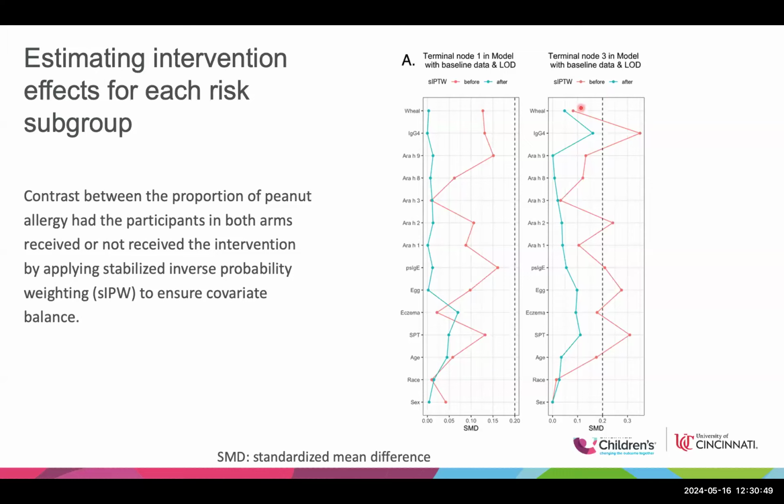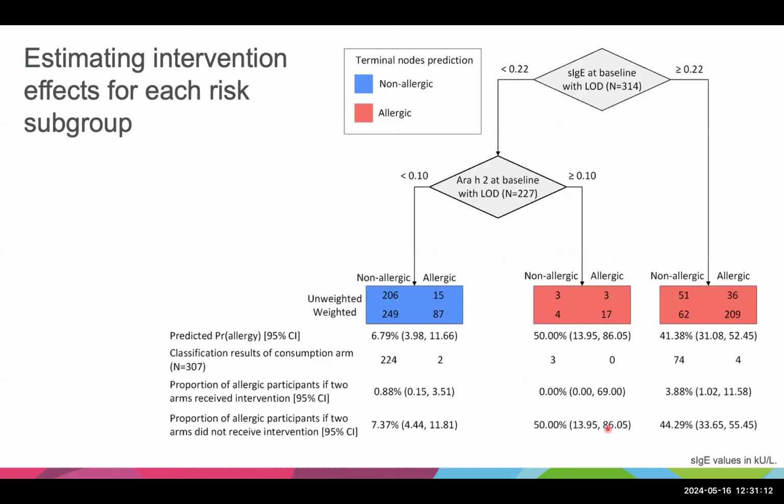You can see in red the standardized mean difference before the stabilized inverse probability weighting was applied. You could see there's some imbalance between the infants that were categorized into that risk subgroup out of the avoidance arm and out of the intervention arm. But after we applied the weighting, they were all below 0.2, which we used as a threshold to consider that they were balanced. Doing this, we could estimate the proportion of allergic participants if infants in both arms receive no intervention as well as receive the intervention.